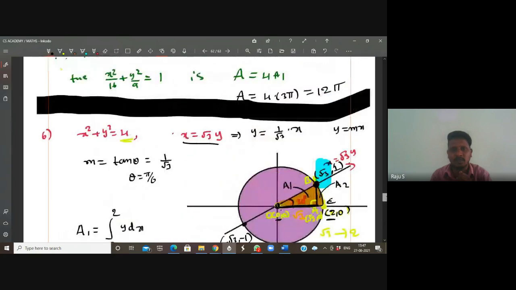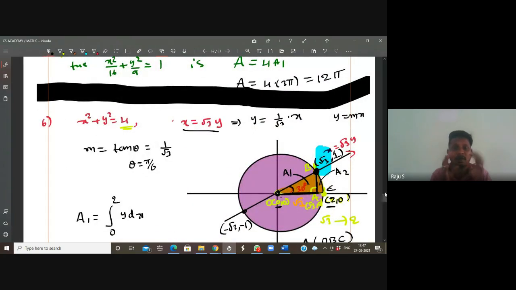Once again, they have given a circle and a line. We need to find the area between the circle and the line. Okay, this is the required area. For that, we cannot take 0 to 2 directly. If you take 0 to 2, you'll get the whole area in the first quadrant.